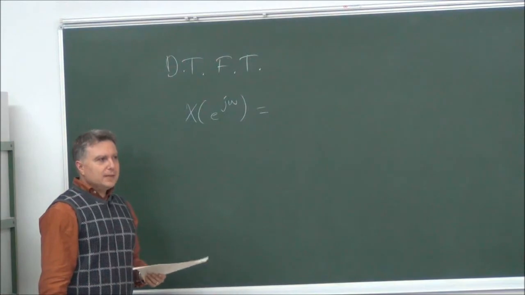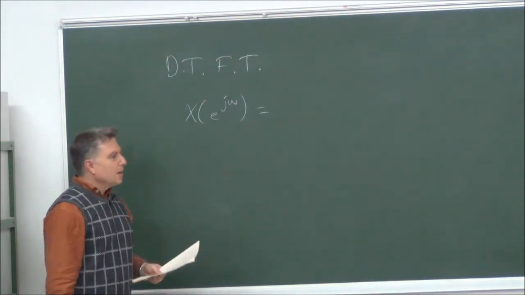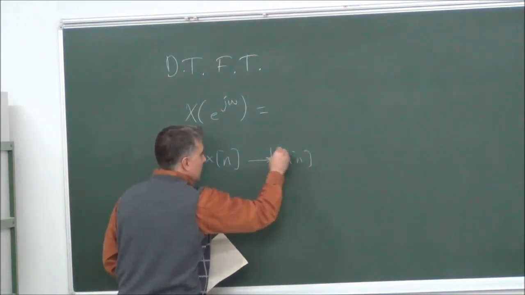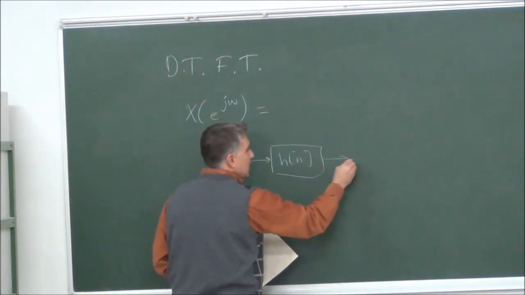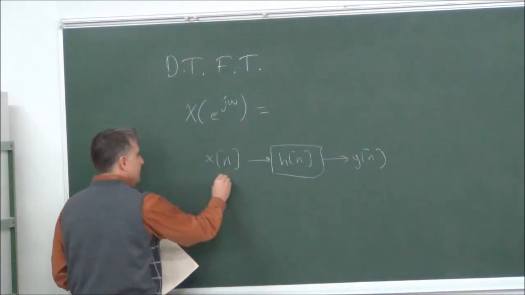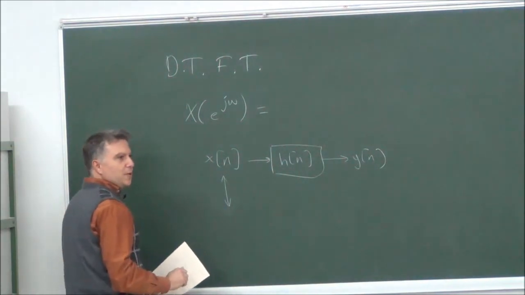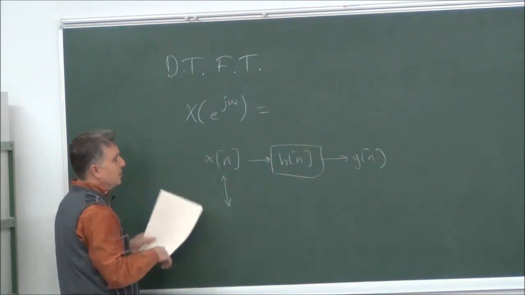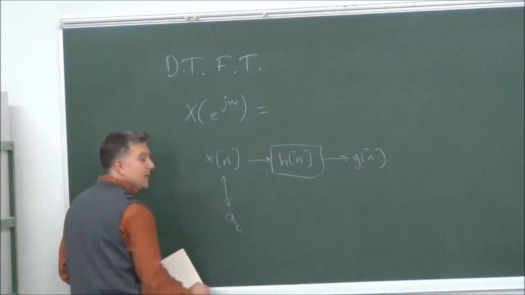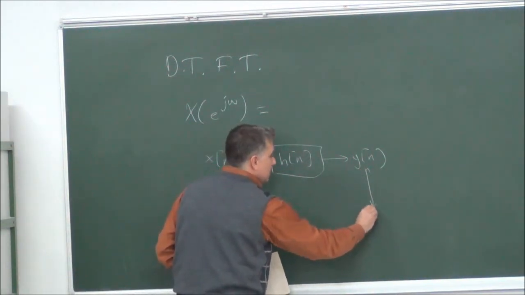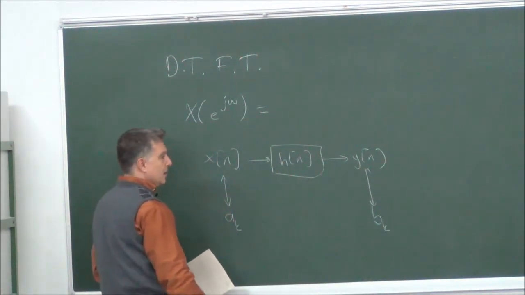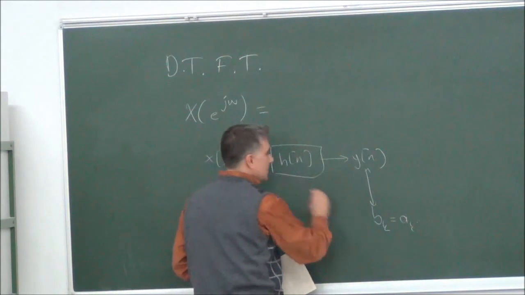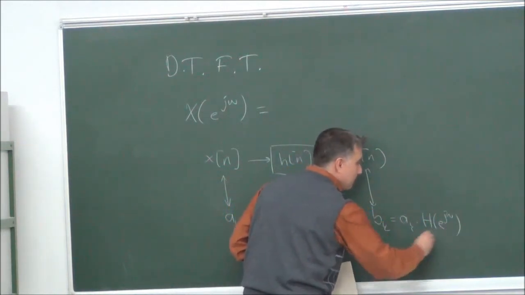Do you remember the filtering of a discrete time signal with a discrete time linear time invariant system, and the output is y of n? If the Fourier series coefficients of this discrete time signal, I'm assuming that they are periodic, are AKs, and the Fourier series coefficients here are BKs. What was BK? BK was equal to AK times this thing, h of omega.